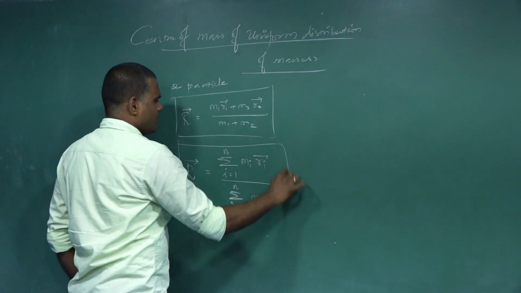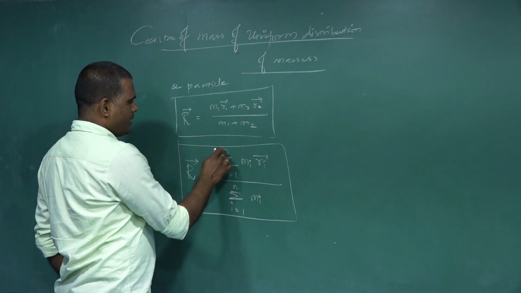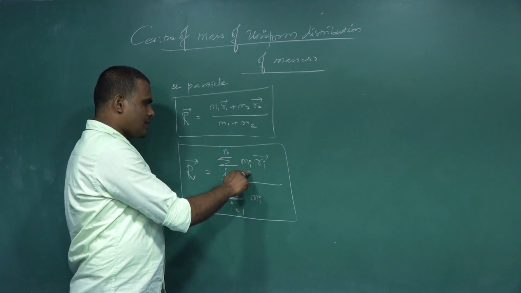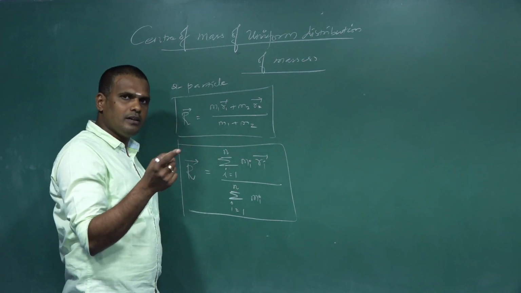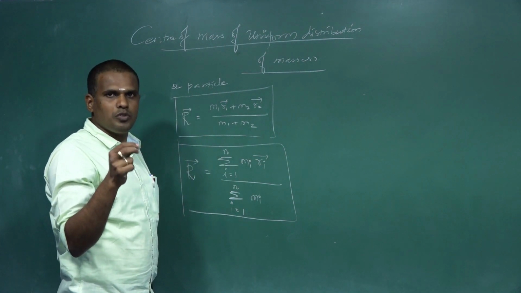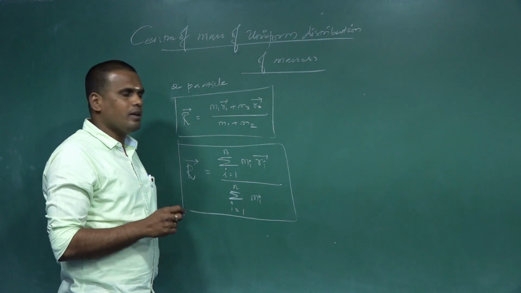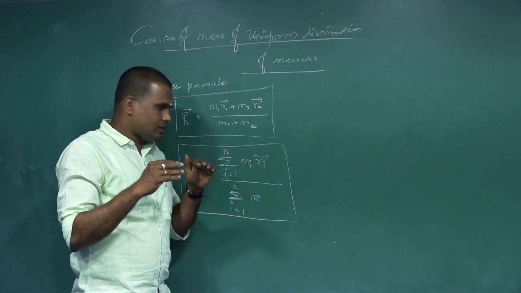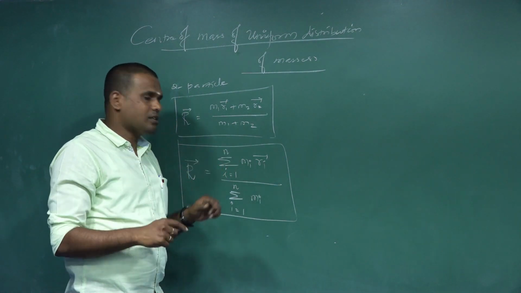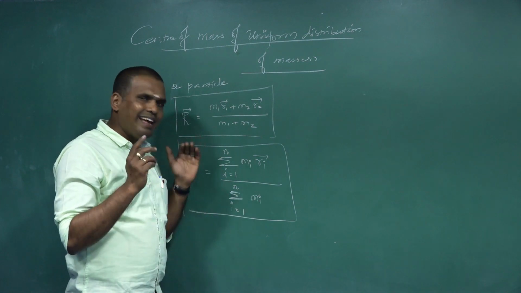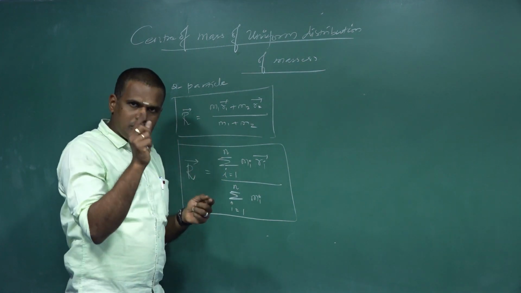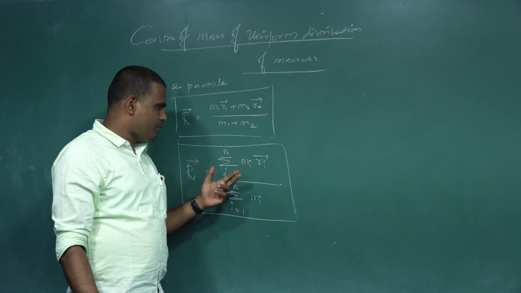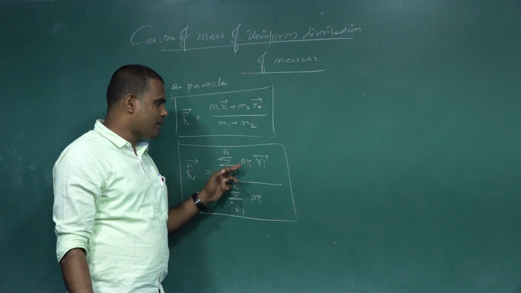What does this mean? Summation over i equals 1 to n means you are taking the product of mass and the position vector of each and every individual particle existing in the system. You are adding up all the products for all the particles running from 1 to n. There are n number of particles. For the first particle, mass is m1, position vector is r1. For the second particle, m2, r2. For the nth particle, mn, rn.